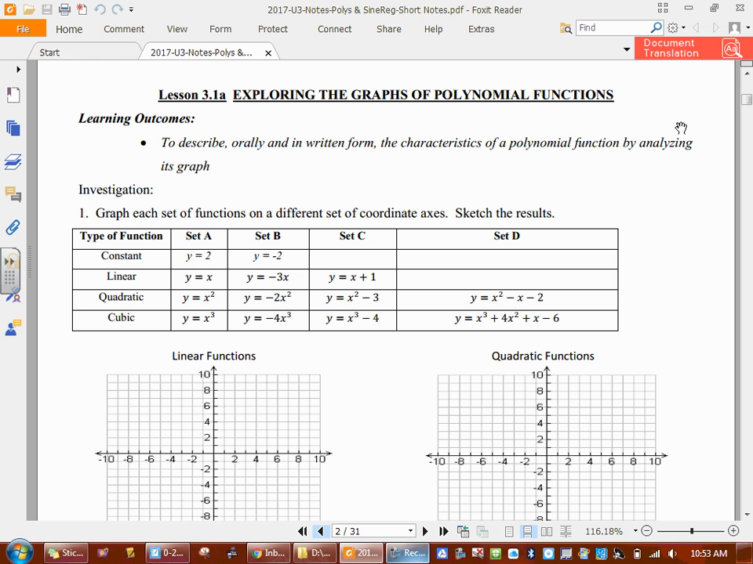Again, we're going to analyze graphs, and we're going to analyze equations as well. There are certain things we can find out from our equations. If we first look at set A, set A is different from set B. What do you notice the difference is between set A and set B? Set A is positive and set B is negative. Perfect. There's one more difference. What does set B have that A does not?